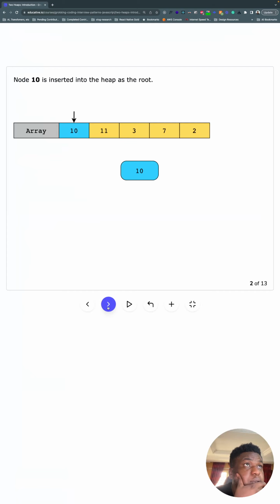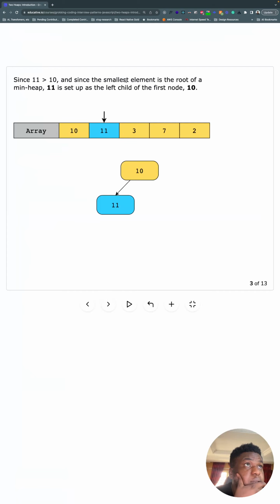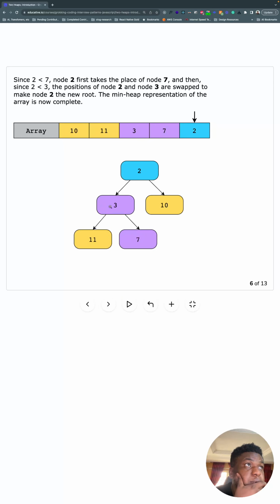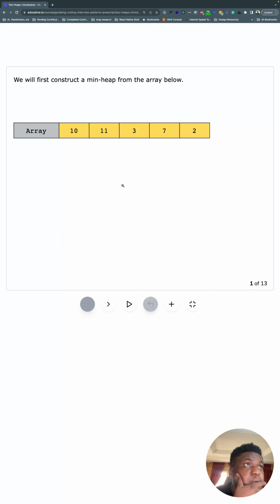So it's going to look like this, and it's going to step through it. It's a minimum heap, so the smallest value should be at the root of the heap. The smallest value is always at the root. 2 is smaller than 3, so it displaces it. We can take it again from the top.